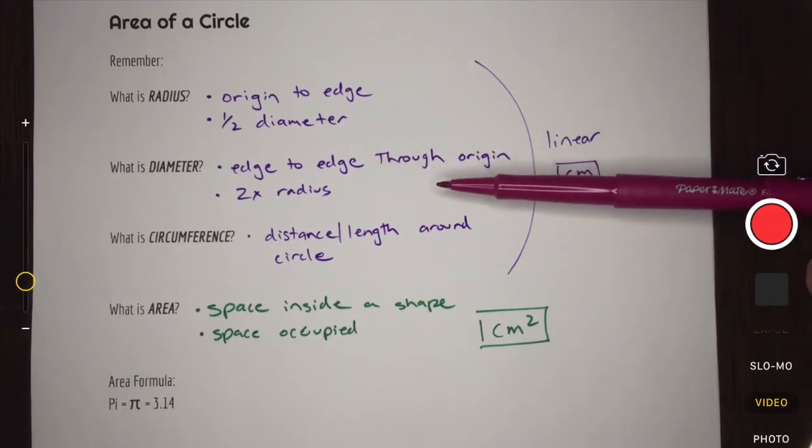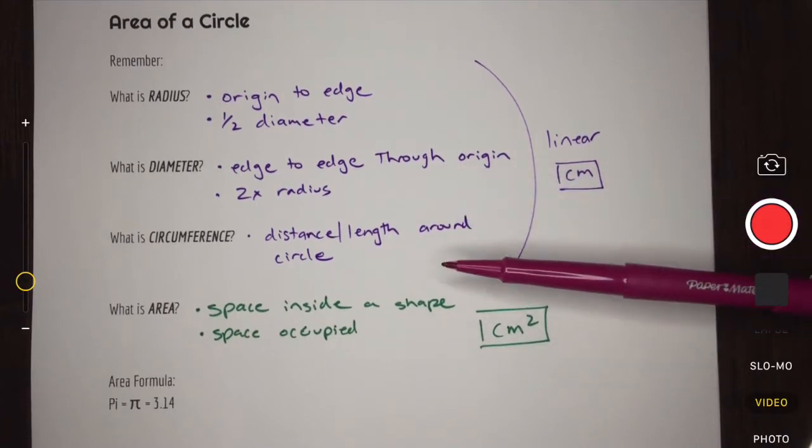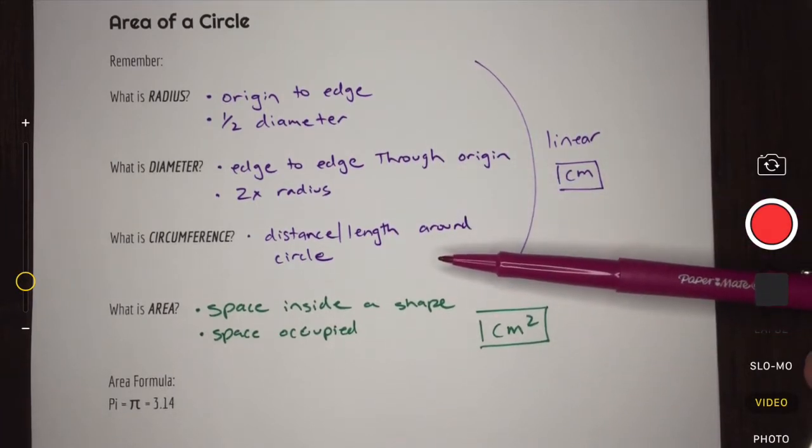We know that diameter is the distance or the measurement from edge to edge, but we do have to make sure that we pass through the origin, or the middle of our circle. We can also say that the diameter is 2 times the radius. We know that circumference is the distance or length around the circle, or we can also think of this as the perimeter of the circle.